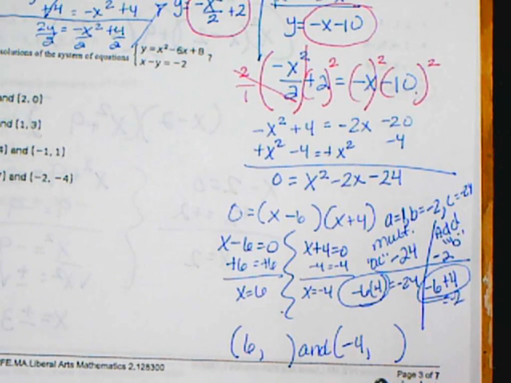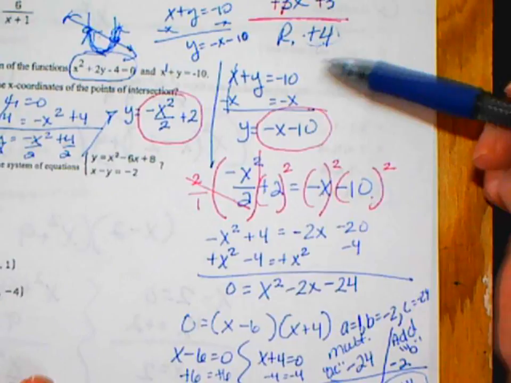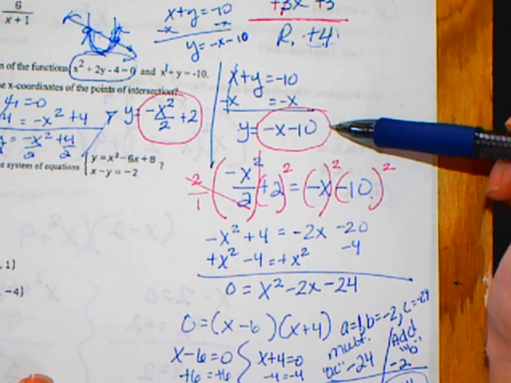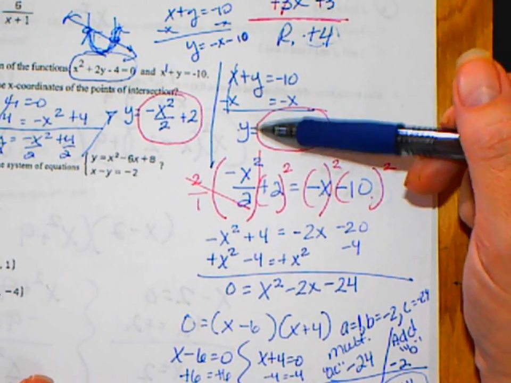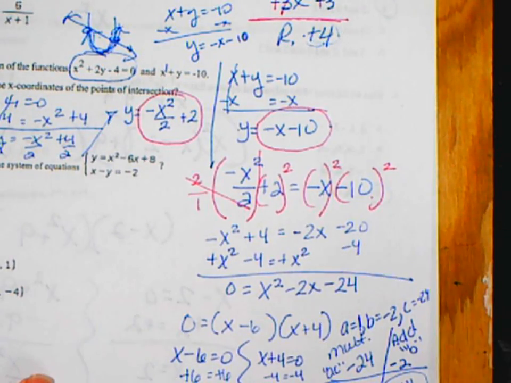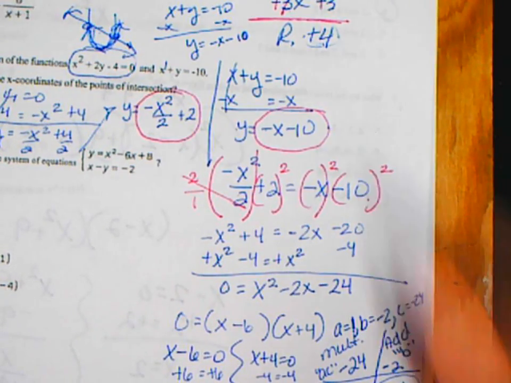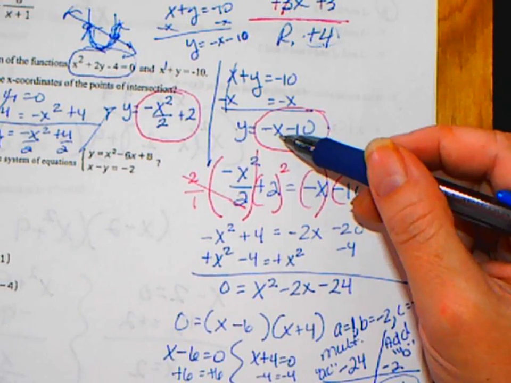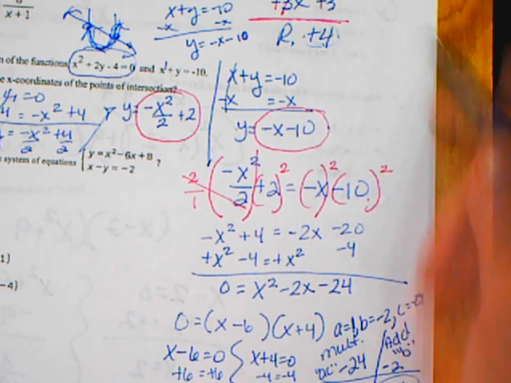To find that ordered pair, if I want to find 6 comma whatever, I'll plug 6 back into either equation for x, which I can just do in my head. I'll just pick the easier one. I'll pick y equals negative x minus 10. So that would be y equals negative 6 minus 10, which is negative 16. If I plug in negative 4 for x, that would be a negative negative 4, which makes a positive 4 minus 10, which is negative 6.